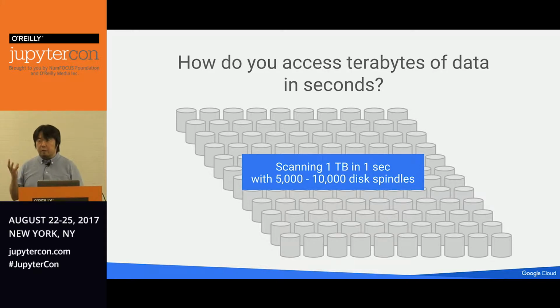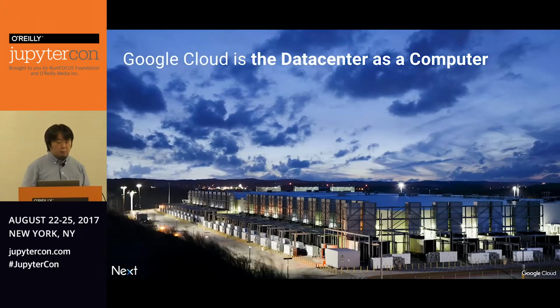So there was a very simple idea. Why not build such a massively parallel data warehouse by using thousands of disk drives and CPU processors in Google Cloud? So that's BigQuery. Because we have the data center as a computer, that means we have tens of thousands of servers in a single data center, as a whole data center.